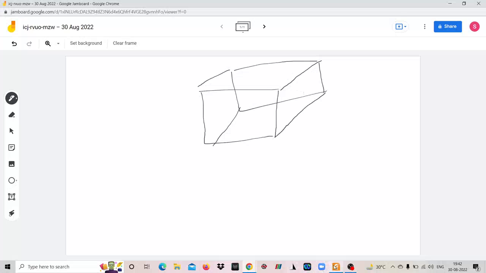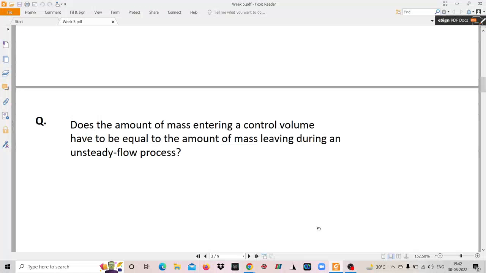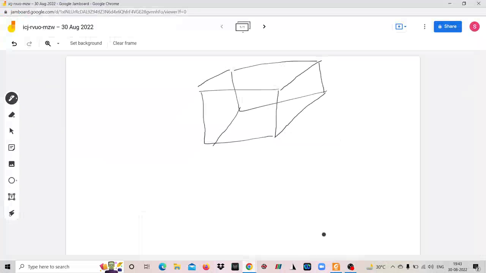Now the question is, does the amount of mass entering a control volume have to be equal to the amount of mass leaving? Meaning the mass inflow and mass outflow. Does the mass inflow have to be equal to the mass outflow for an unsteady flow process? Please take some time and answer. Say mass inflow is mi.